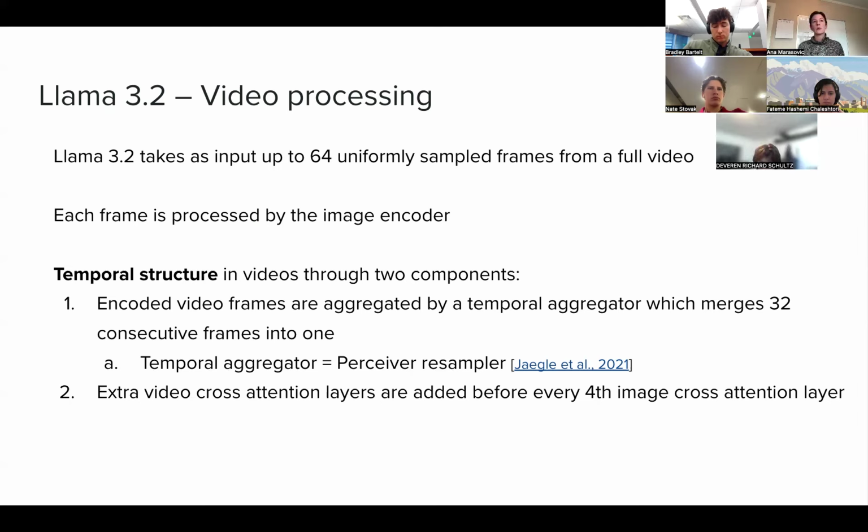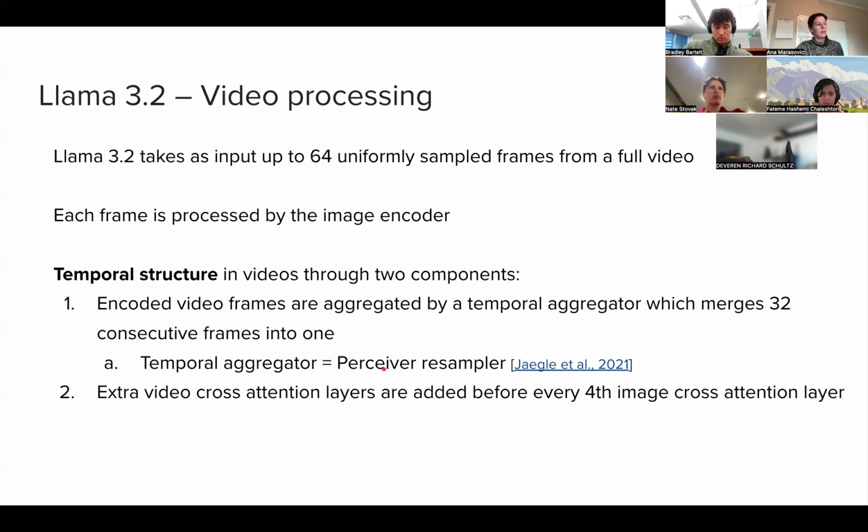But once we sample, each frame is going to be processed by our image encoder. And now, we have a sequence of patches, but these patches come from different frames. And there is a question also of how to encode a little bit more temporal information. And how the creators of Llama 3.2 do that is to first aggregate information from 32 frames into a single frame. And for this, they use something that's called a perceiver resampler.